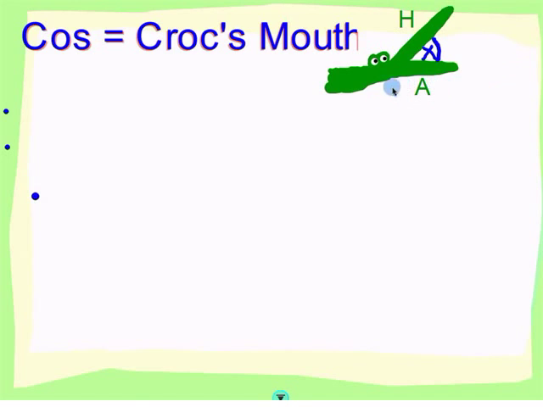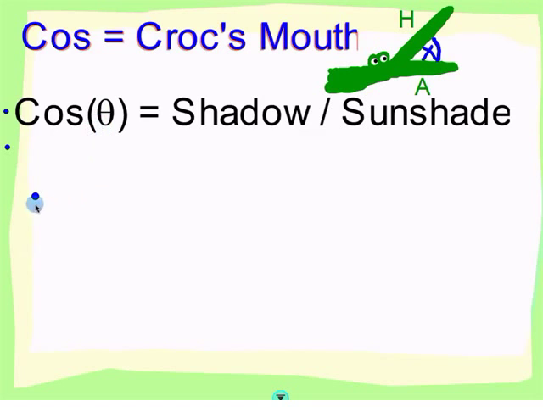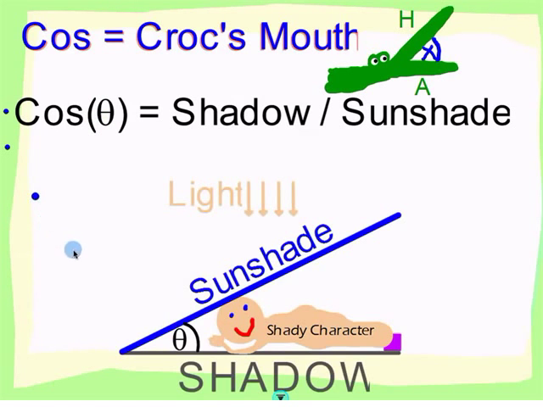A simple way of thinking about cos: they've both got C on them. It's a croc's mouth, that's the adjacent, that's the hypotenuse. But a better way is to get a daft example like this. Imagine you've got light coming down from a long way away. Imagine there's a sunshade, and this is the shadow that's cast by the sunshade.